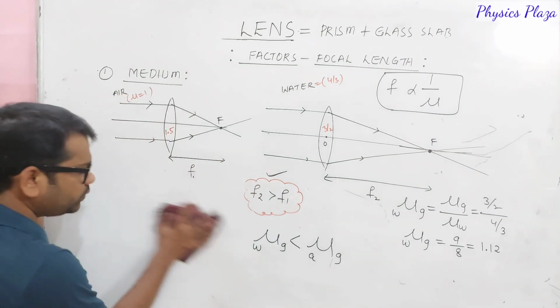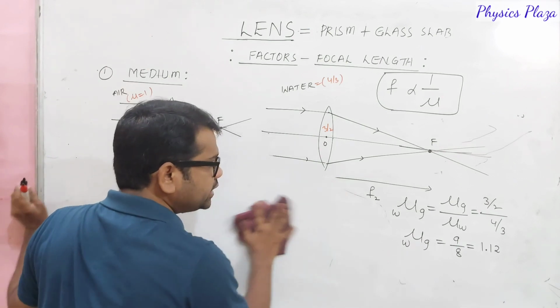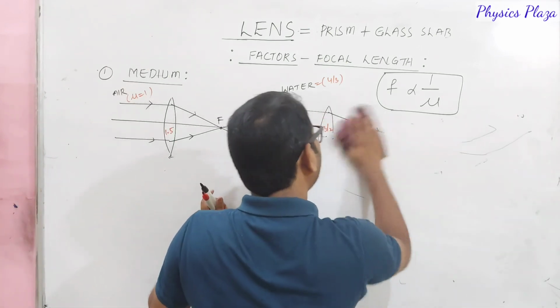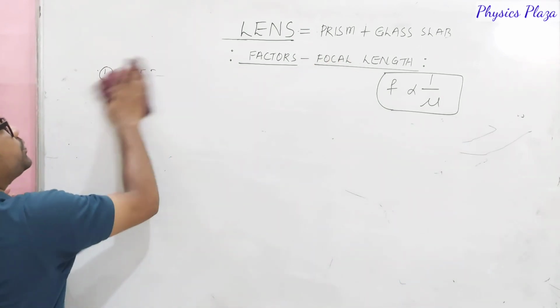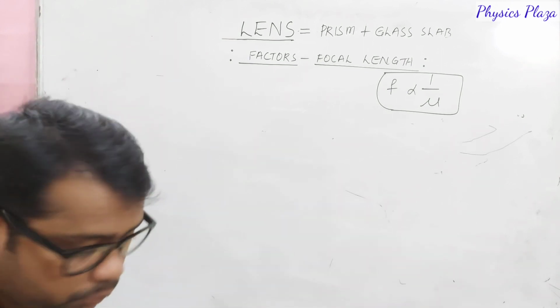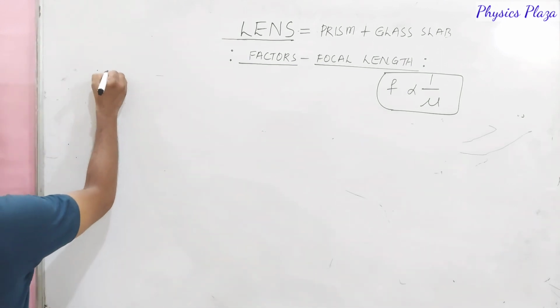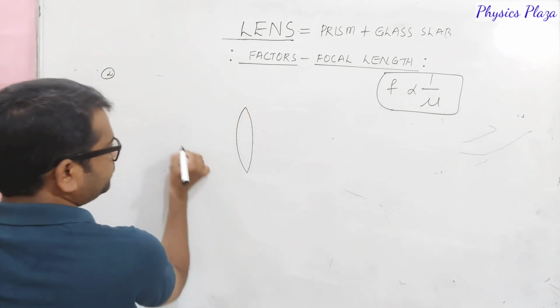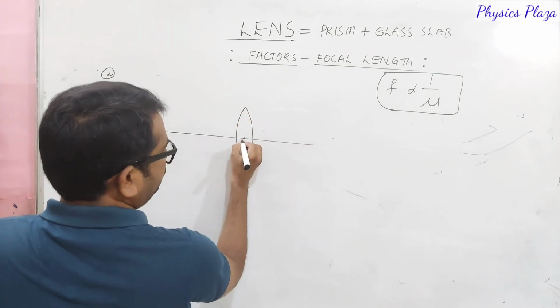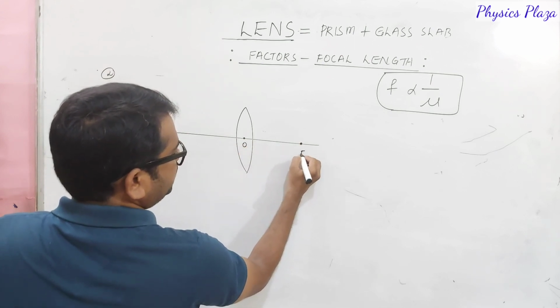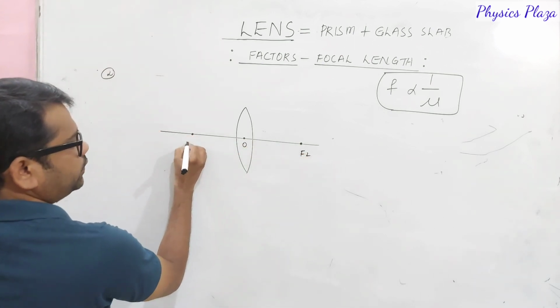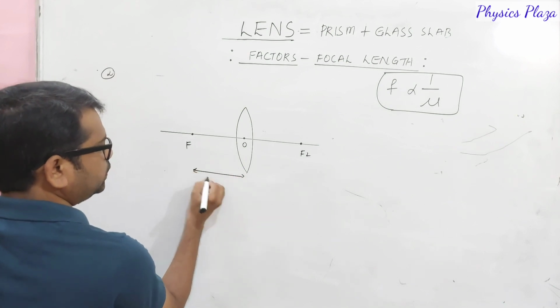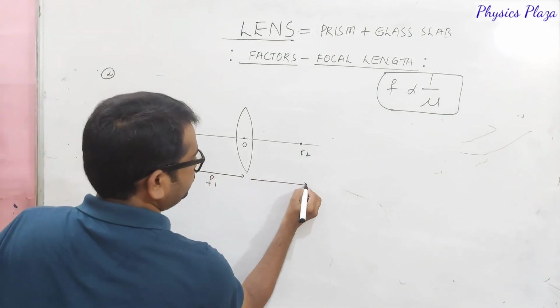Fine. And dear children, can we say that for a given lens, both focal lengths will always be the same? Second point, a very important point. Let us talk about the focal length. If you take a convex lens, here is the optic center, and on this side it is f2 and here it is f1.